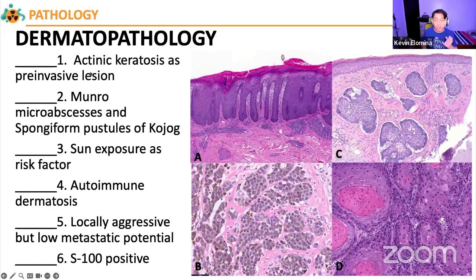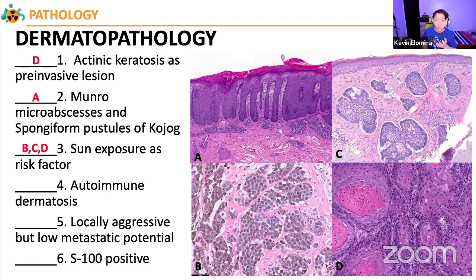Actinic keratosis as your pre-invasive lesion, that is for your squamous cell carcinomas. Okay? Your Munro microabscesses and spongiform pustules of Kogoy, those are mentioned in your psoriasis. No? Sun exposure as your risk factor, your skin cancers. Okay? Your skin cancer. So wear your sunscreens.